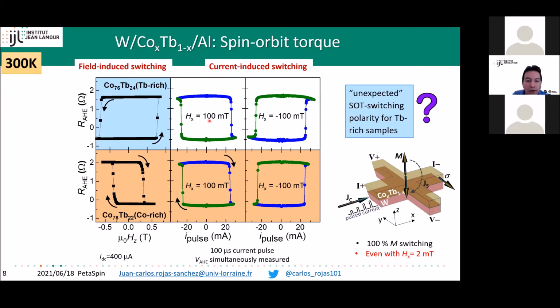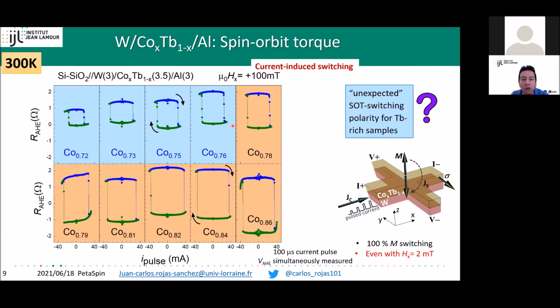We wondered. I mean, there are many explanations for that, and one could be thermal contribution. So for that, we redo this kind of experiment, but instead of using a small DC current of 400 microamps, we will use pulse current. And this kind of anomalous or unexpected behavior happens in our whole series. Here you see the four samples that are terbium rich at room temperature have the same switching polarity as the cobalt one, when the opposite one is expected.